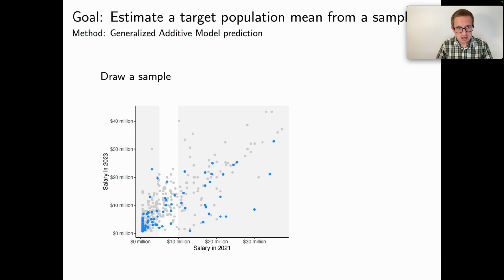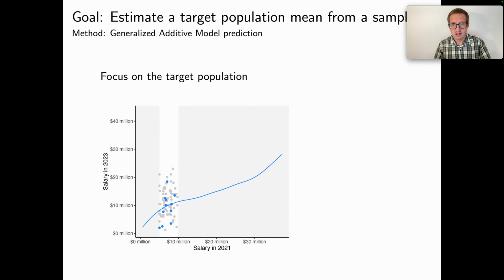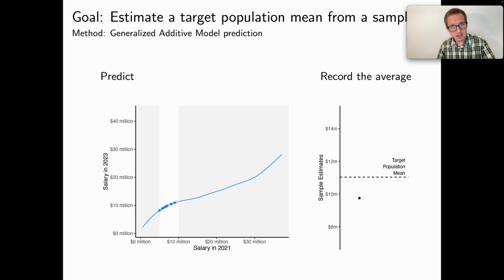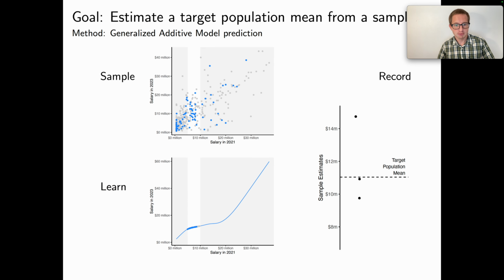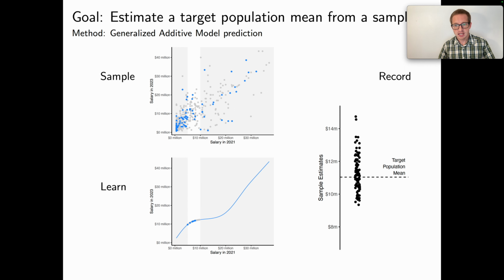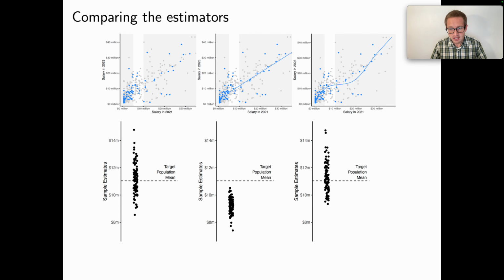We begin with our population, draw a sample, and then learn a model from the cases in that sample. We then focus on our target population and predict the outcome for all the units in that target population and record the average. We can repeat this process many times, getting a whole range of estimates based on sampling uncertainty. And as we do that, we again get a full distribution of possible estimates. So here we've come to a place where we have three estimators. We have the sample mean, the linear regression estimator, and this new machine learning estimator. In the next video, we'll talk about how we can think about some properties of these estimators and how we might choose one over the other.